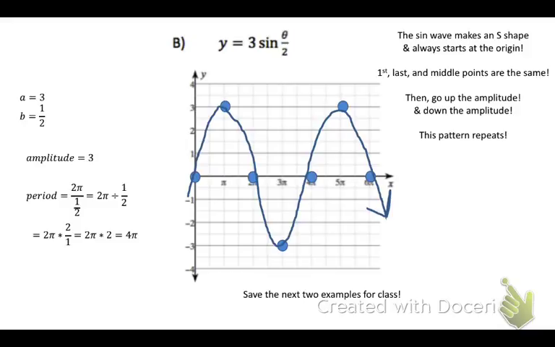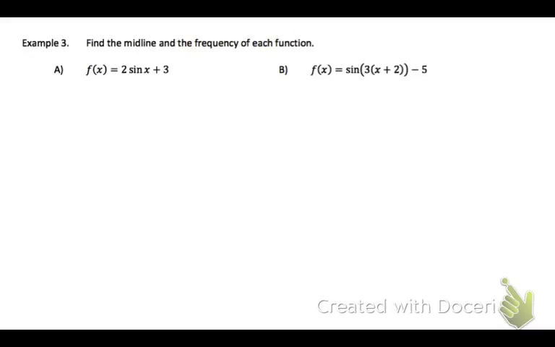Cool? We're going to save those next two for class. Then these last ones, so we need to find the midline and the frequency of each function. So first label A, B, C, and D. So in this one, my A is 2, my B is 1, I don't have a C value, and my D is 3.